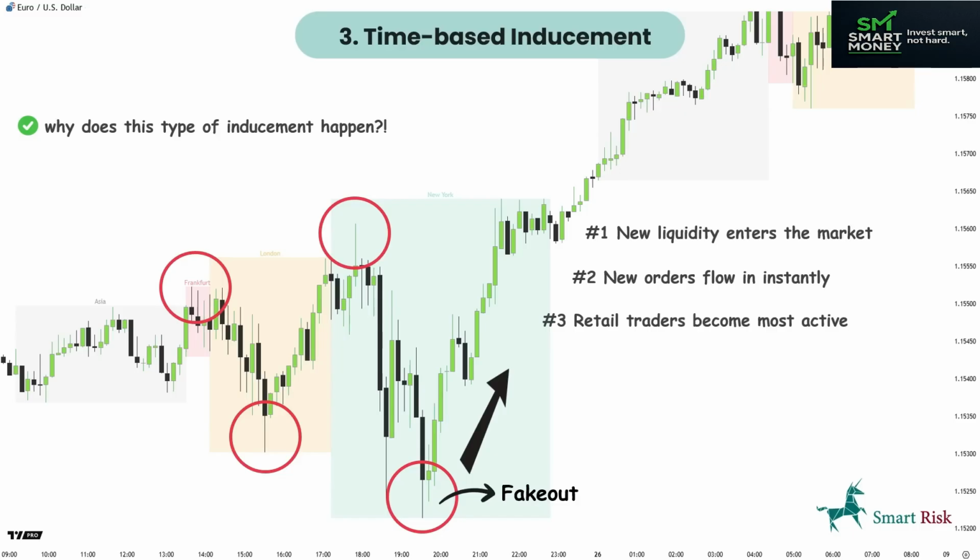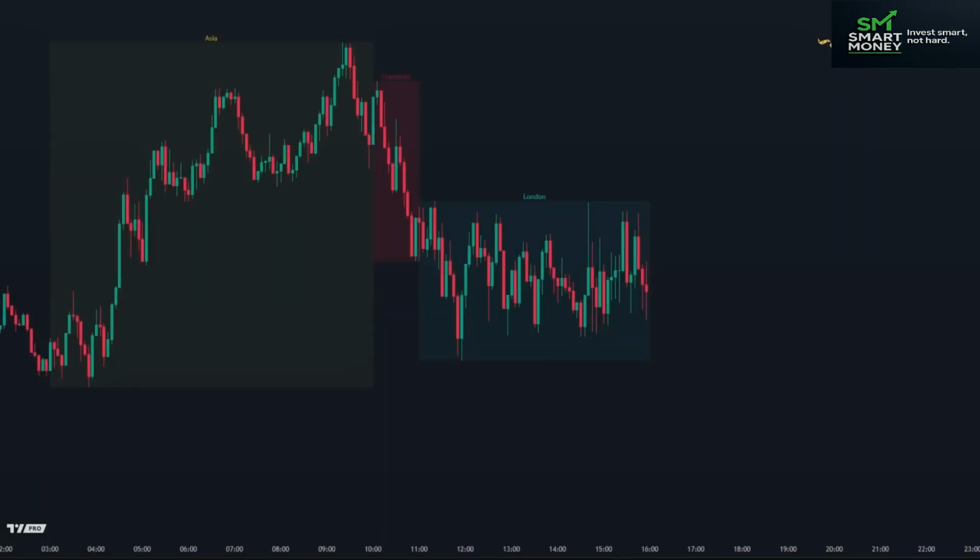Let's look at an example. Here on the euro-dollar chart, price was moving sideways during the London session. As the New York session is about to open, watch what happens. Right at the open, price makes a fake push to the upside, sweeping the liquidity built above the London session high.